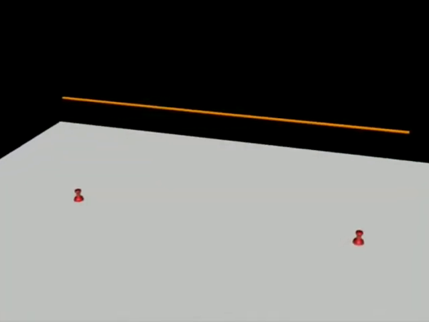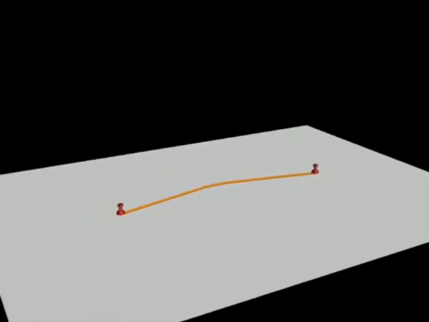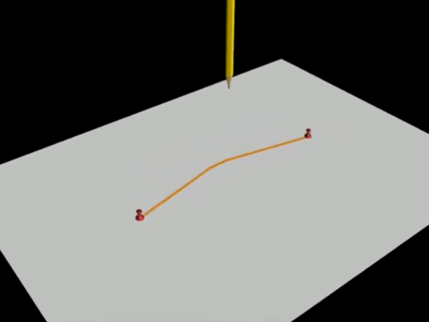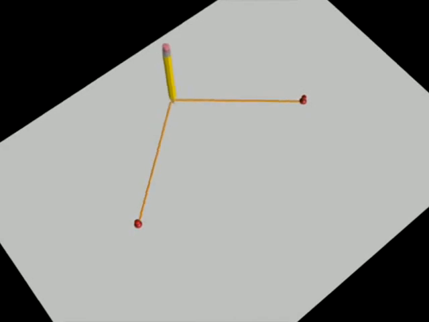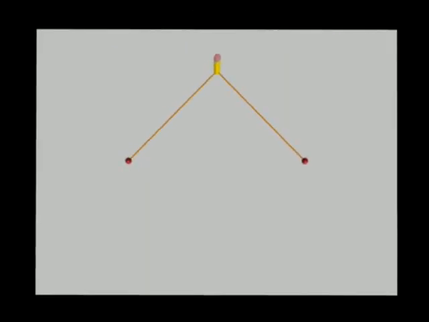So take a piece of string of a fixed length and attach each end to some thumbtacks. So that means that, suppose you had a pencil and you draw it taut with that string, then the sum of the distance from the pencil to one thumbtack plus from the pencil to the other thumbtack is always constant, isn't it?